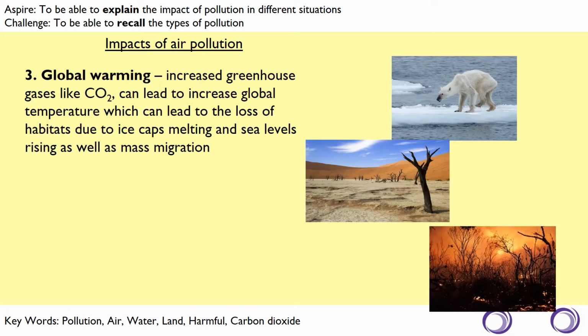Global warming is caused by increased greenhouse gases like carbon dioxide, which can lead to increasing global temperatures. Now that's linked to several devastating effects, such as the ice caps melting and sea levels rising alongside mass migration.